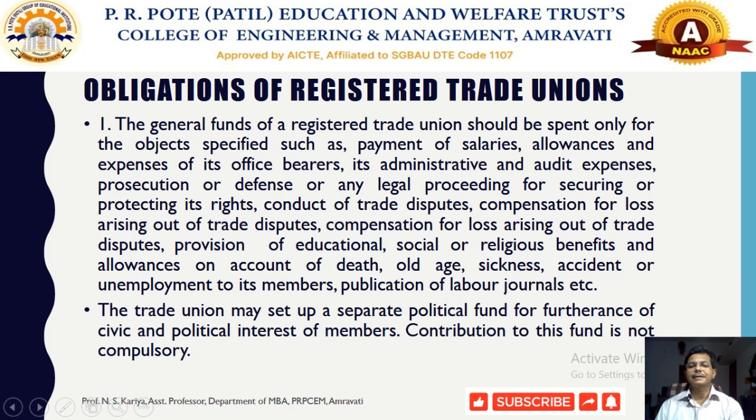There are some other related matters connected with the particular registered trade union whenever they are regulating the various activities. During the period of dispute, they need to provide some sort of compensation for the loss arising due to the trade dispute, particularly to the workers. Compensation of loss arising out of trade dispute, provision of educational facilities, social and religious benefits to its members.